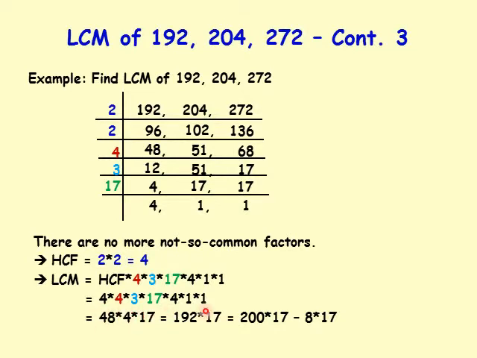48 times 4 is 192, times 17, which is equal to... I split 192 into 200 minus 8. That's times 17 and times 17, which equals 3400 minus 136, and we have done these subtractions before. All from 9, last from 10. 3264 is the answer here. LCM is 3264. Let us continue.